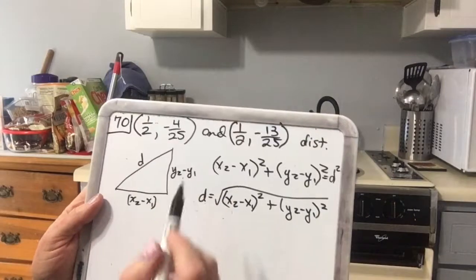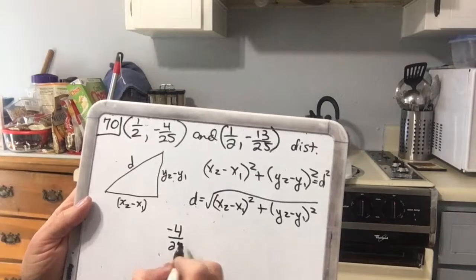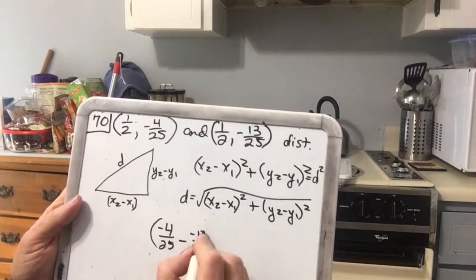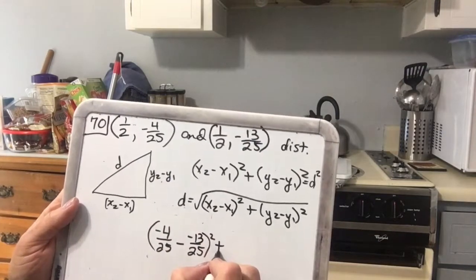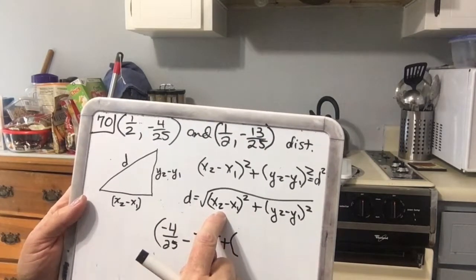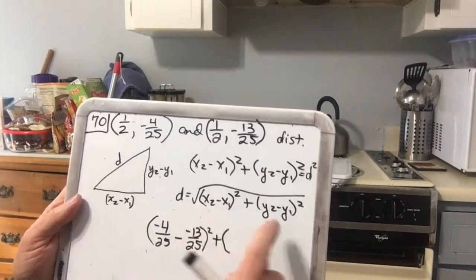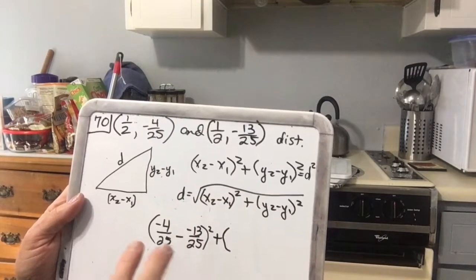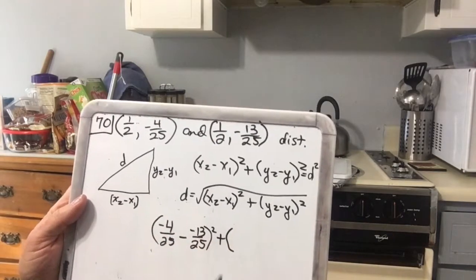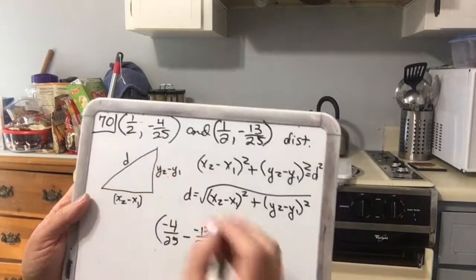So now let's do our problem. We're going to have this one minus this one. So negative 4 over 25 minus negative 13 over 25, quantity squared, plus, then I'm going to take my... okay, now I did my y's instead of my x's, but does it matter? It doesn't matter which one I do first. I could do my y's first or my x's because they're all going to be added together. So don't let that confuse you. It turns out to be the same thing. So now, since I just did my y's, I'm going to do my x's. So I'm going to take this one.